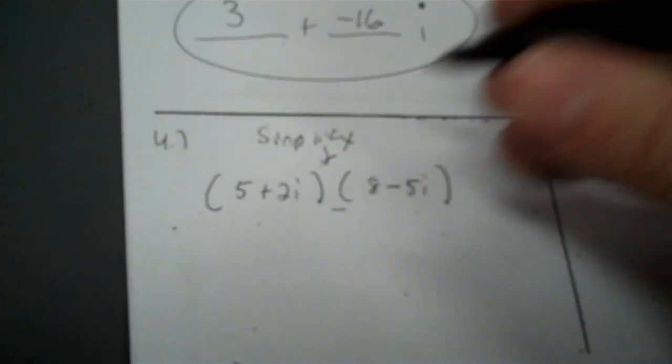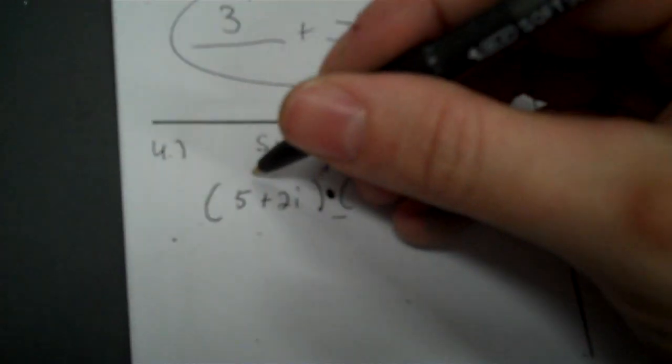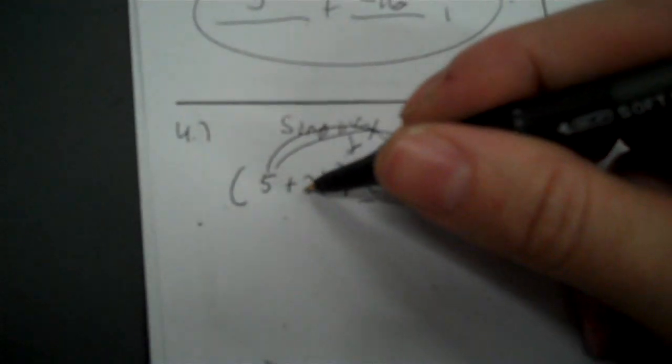Okay, now you look here and there's no sign. That's multiplication. You have to employ the distributive property, the FOIL method, whatever you would prefer to call it. So I take 5 times 8, and I'll write FOIL here so you know what I'm talking about. 5 times negative 5i, 2i times 8, 2i times negative 5i. Okay, so that's 40. This is negative 25 with i. This is 16 with i. And this is negative 10 with i to the second.